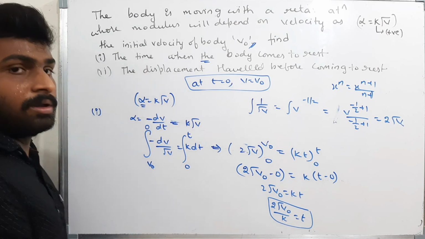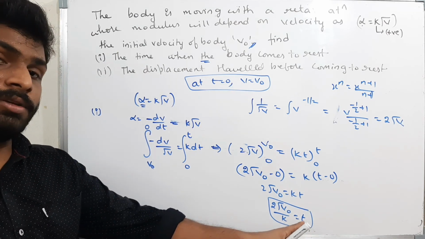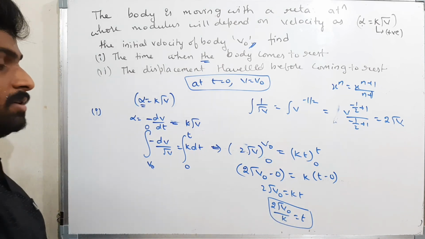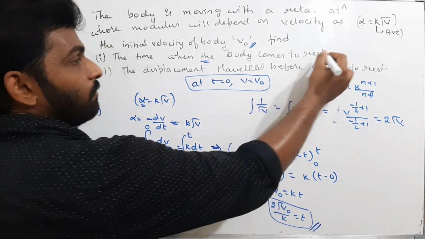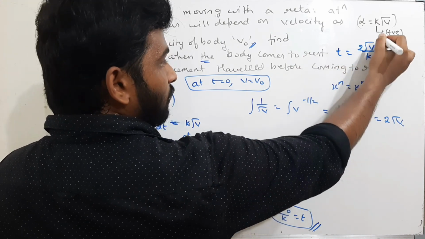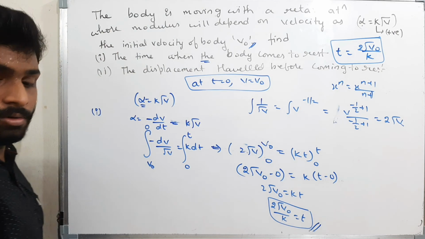Now I got the time. There is a time when the body comes to rest. The time value is 2 into root V naught by K. There is a time when the body will come to rest. Therefore, what is the time? Time is equal to 2 root V naught by K. Okay, well and good. Now next one.